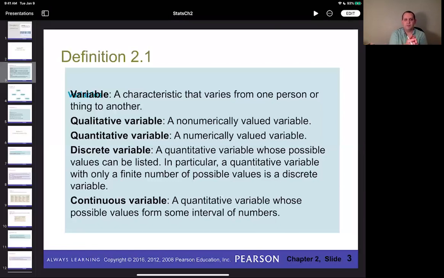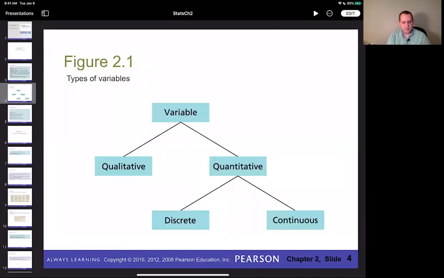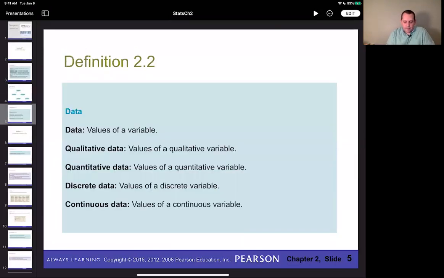So continuous variable means that you can take a value anywhere in the interval. A discrete value means that you're either here or here or here or here, and you can kind of write down and list all the different values. So that's the distinction that's made there. So discrete versus continuous. All right. So variables are traits that vary from one person to another. Data are values of the variables.